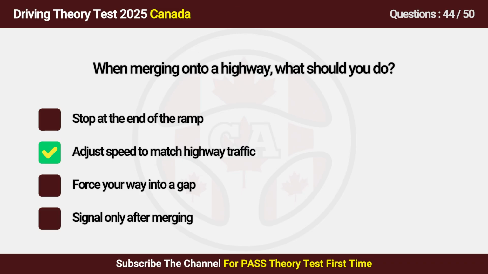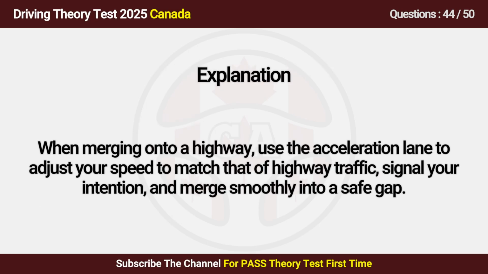Answer is B. Adjust speed to match highway traffic. When merging onto a highway, use the acceleration lane to adjust your speed to match that of highway traffic, signal your intention, and merge smoothly into a safe gap.